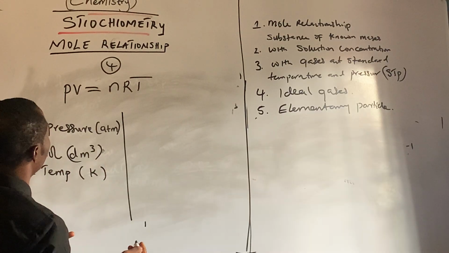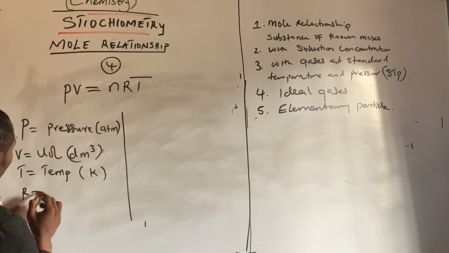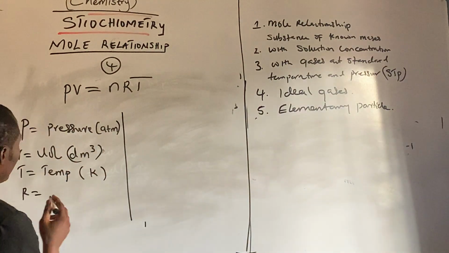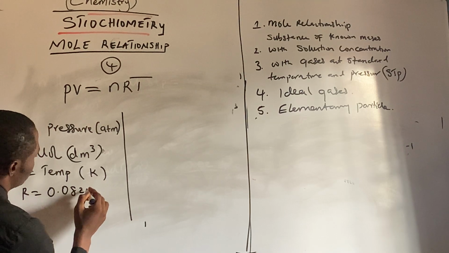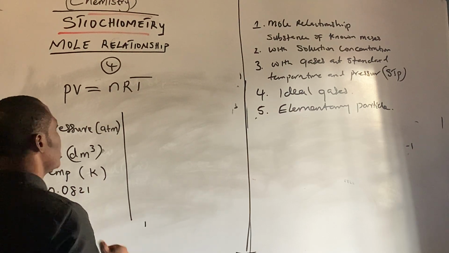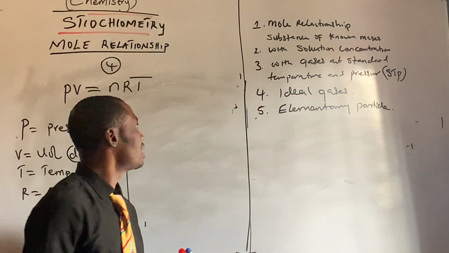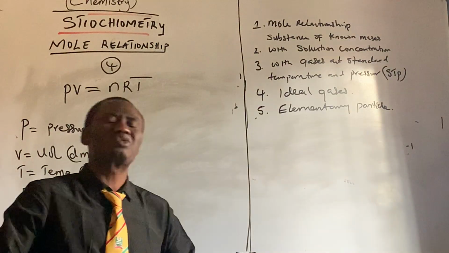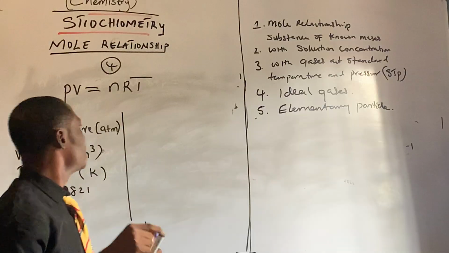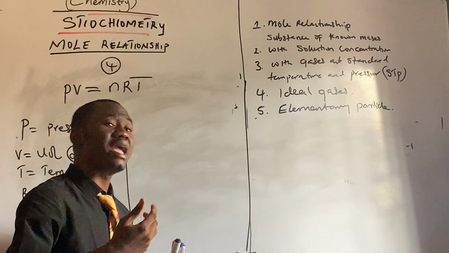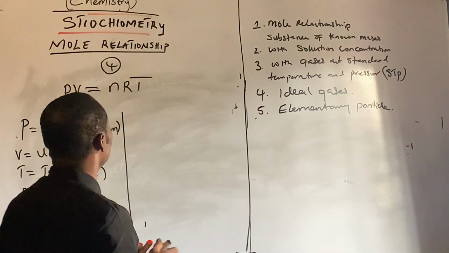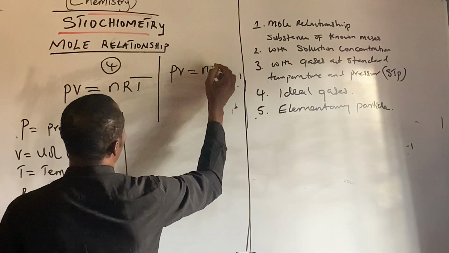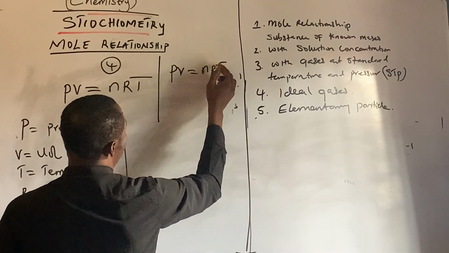Then we have the R, which is the general constant for ideal gas. Now the general constant for ideal gas is about 0.0821. Now, to get the unit, I don't need you to be afraid. Some chemistry exams will ask, what's the unit for the ideal gas constant R? Let's do something over here. PV is equal to nRT, so we're looking for R.